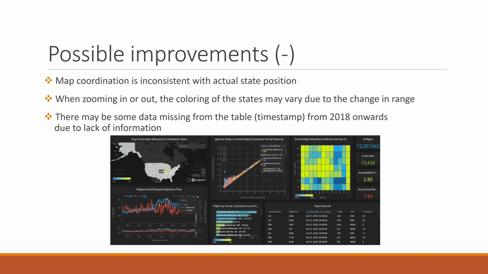Also, when zooming in or out of the map, we can see that the coloring of the states may vary due to the change in range. Also, there may be some data missing from the table from 2018 onwards due to the lack of information recently.